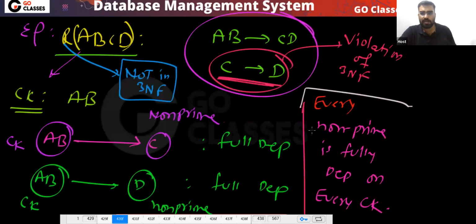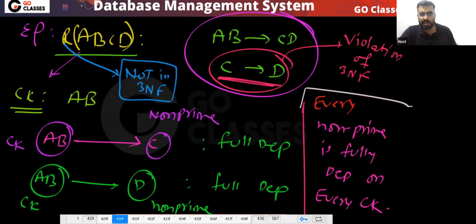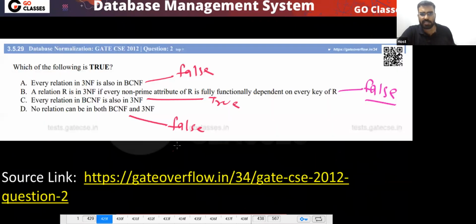This is the counterexample. Here you can notice every non-prime attribute is fully functionally dependent on every key, still it is not in 3NF. So this statement is false. Okay, is this clear? What will be the correct statement here? If you replace this with 2NF, then it will be correct. Correct?